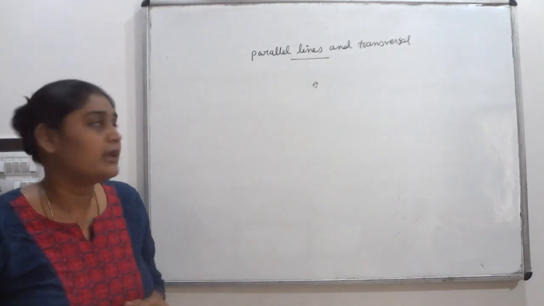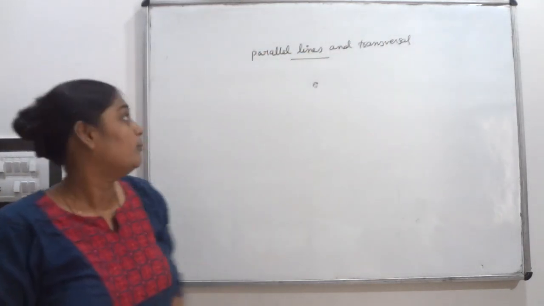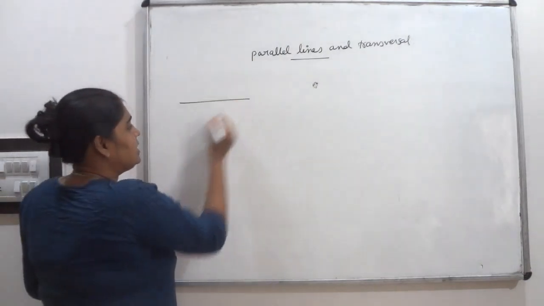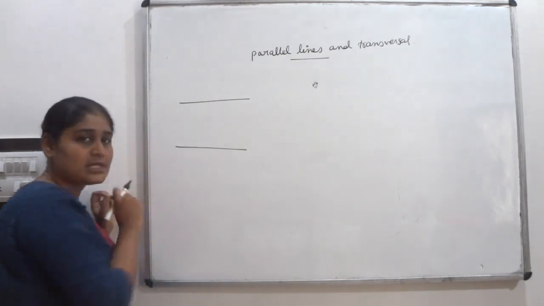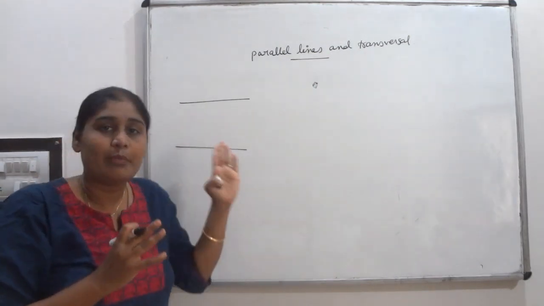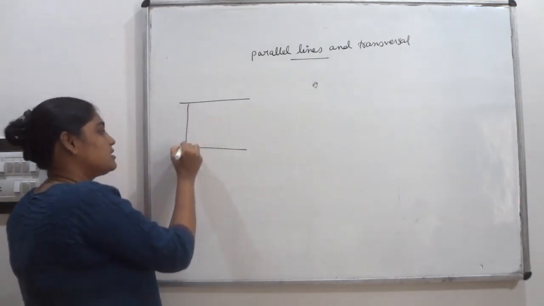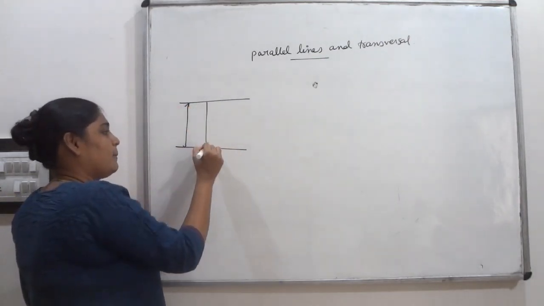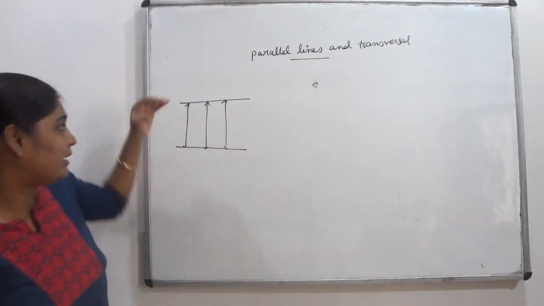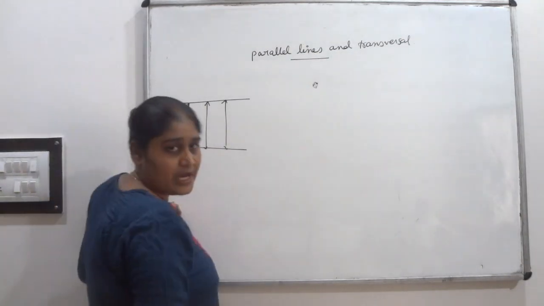Before starting that exercise, we should know about parallel lines and transversal. We know what is meant by parallel lines: two lines never intersect at a distinct point. They never intersect, and the distance between the two lines is always equal. Then I can tell that these two lines are parallel lines.